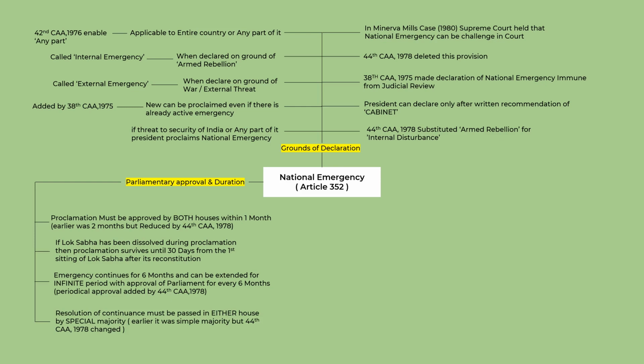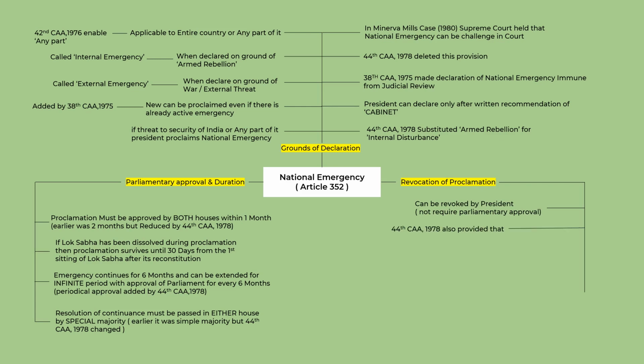The resolution of continuance must be passed in either house by special majority. Earlier it was simple majority, but the 44th Constitutional Amendment Act 1978 changed the provision. Revocation of proclamation. National emergency can be revoked by the President. It doesn't require parliamentary approval.